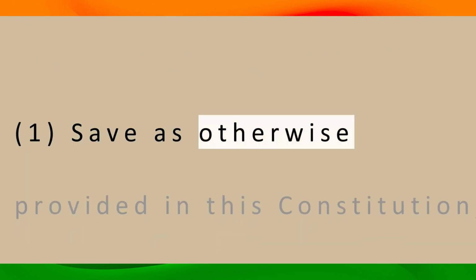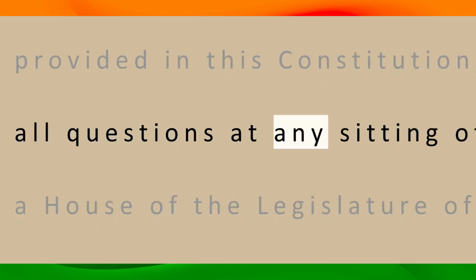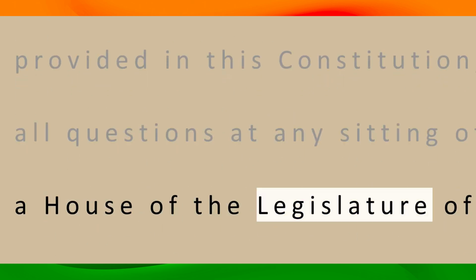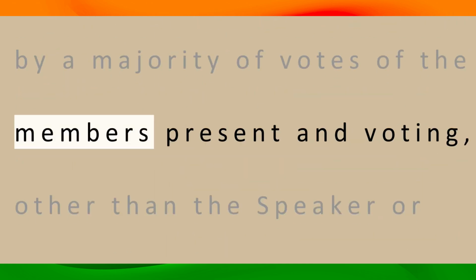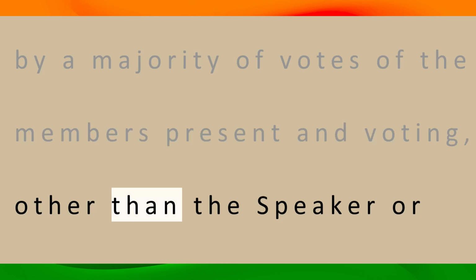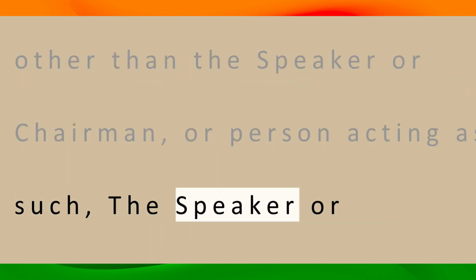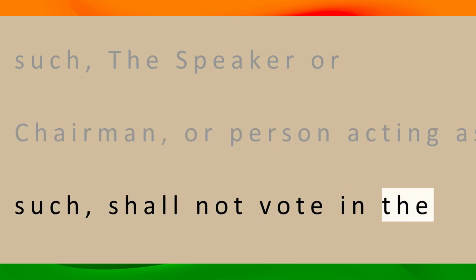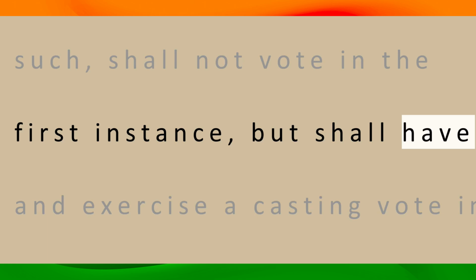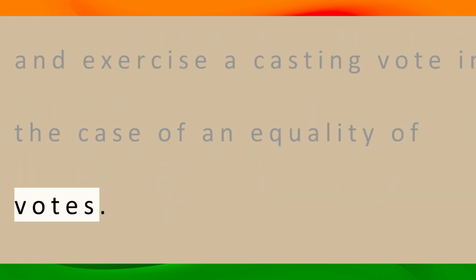1. Save as otherwise provided in this Constitution, all questions at any sitting of a House of the Legislature of a state shall be determined by a majority of votes of the members present and voting, other than the Speaker or Chairman, or person acting as such. The Speaker or Chairman, or person acting as such, shall not vote in the first instance, but shall have and exercise a casting vote in the case of an equality of votes.